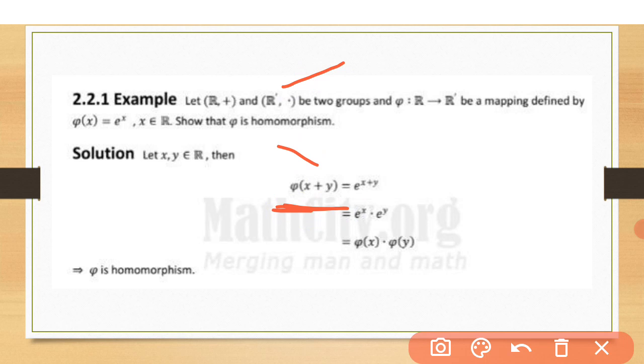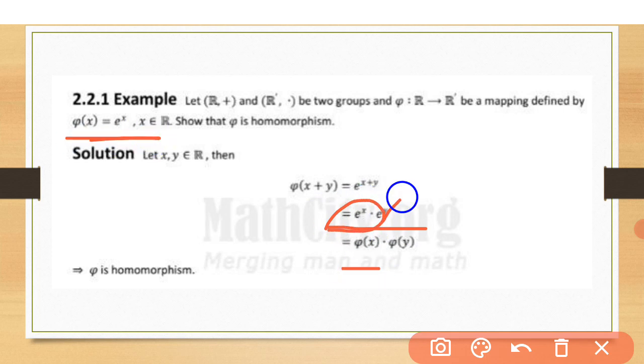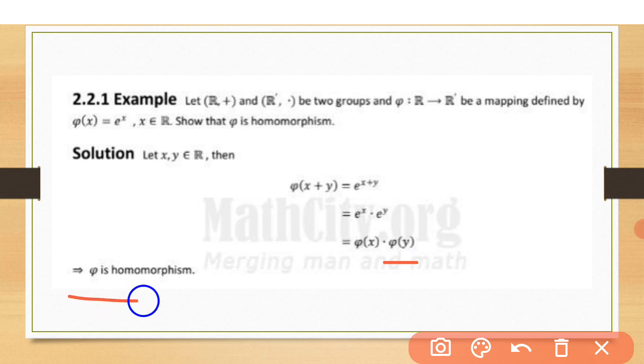Because it preserves the operator, phi of (x plus y) is equal to e raised to power (x plus y), because we substitute x plus y for x. By the exponential rule, e raised to power (x plus y) is equal to e raised to power x dot e raised to power y. Here e raised to power x is equal to phi of x, and e raised to power y is similarly equal to phi of y. Hence proved that phi is a homomorphism because it preserves the operator.